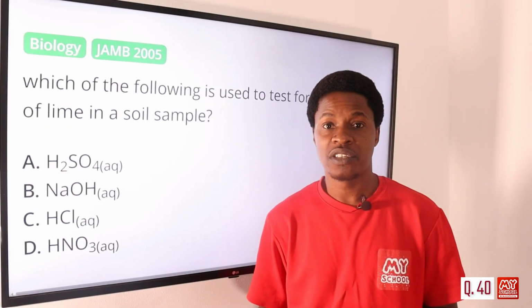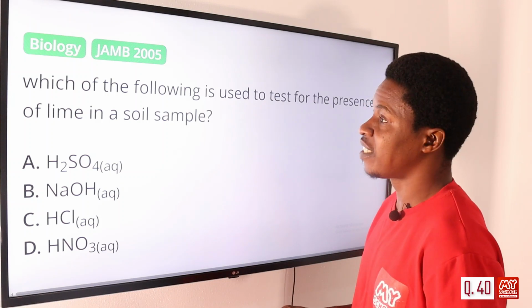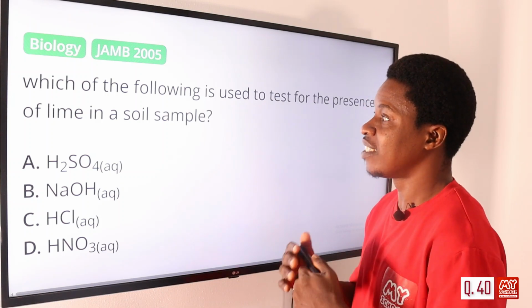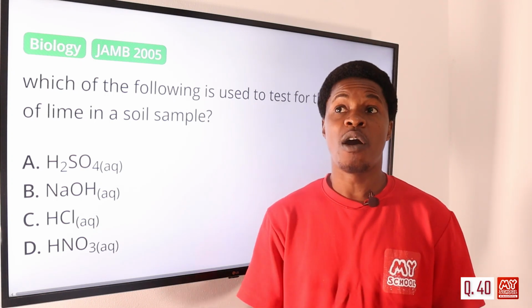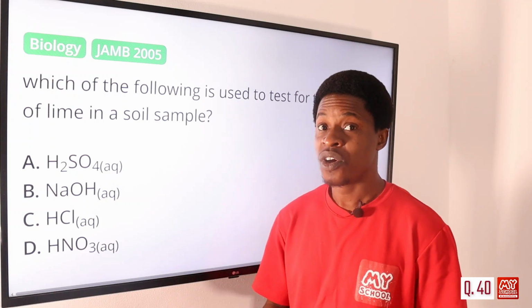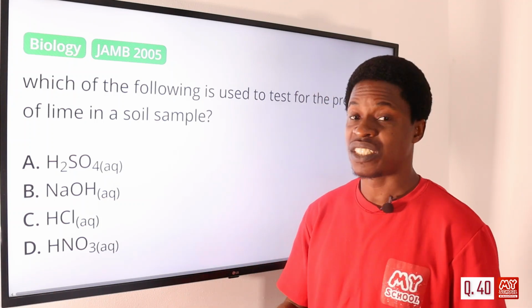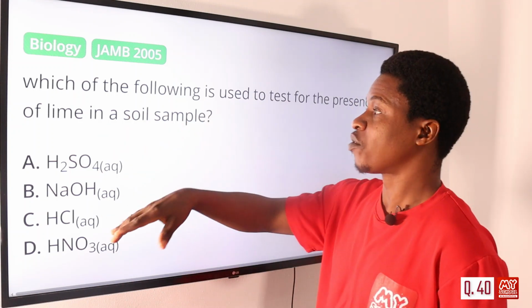Let's move on now to question number 40. Which of the following is used to test for the presence of lime in a soil sample? When we talk about lime, we are talking about compounds of carbon, it could be calcium carbonate, CaCO3. So what will be used to react with it to test for the presence of lime? All we need to do is get an acid.